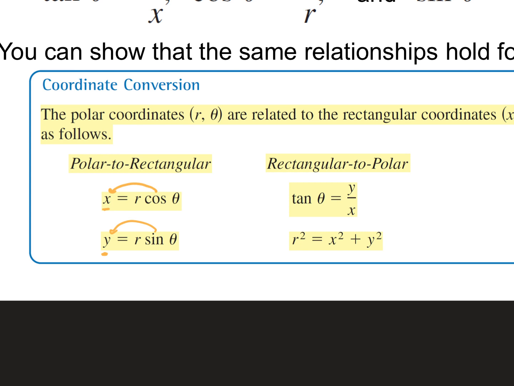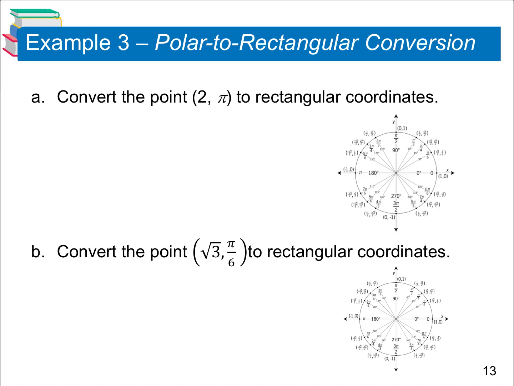And then when we're going from rectangular to polar, we have different formulas. Tangent of theta is equal to y over x, and r squared is equal to x squared plus y squared. That's how we find theta and r. In these, we're going from polar to rectangular, so our formulas are x is equal to r times cosine theta, and y is equal to r times sine of theta.